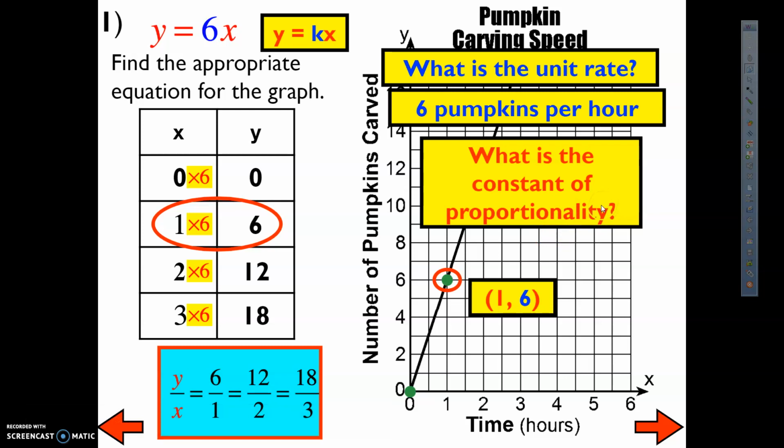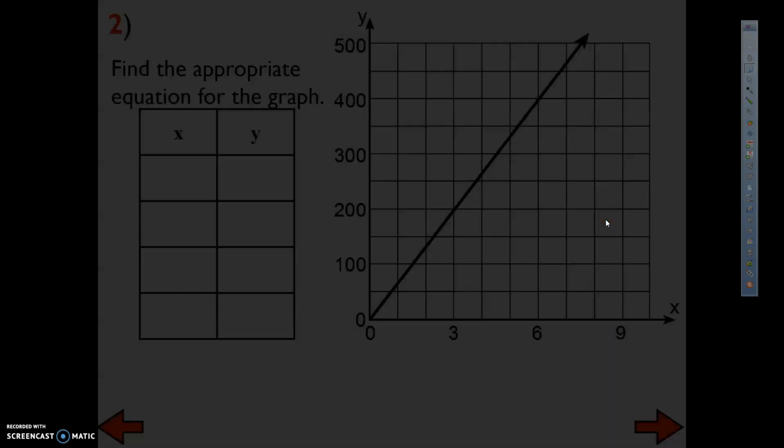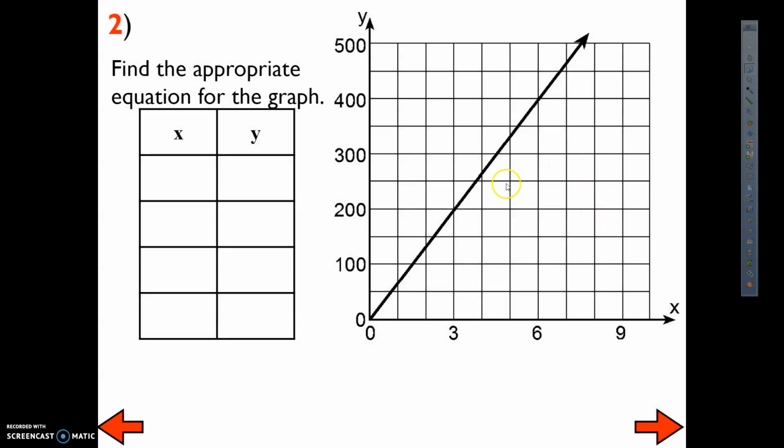So these are pretty easy when it's nice, happy, whole numbers, is what I like to call them. What about if it's not nice, happy, whole numbers? What do we do? Well, let's look at this one. Number 2, find the appropriate equation for the graph. So I do see a point down here at 0, 0, so we can list that one.